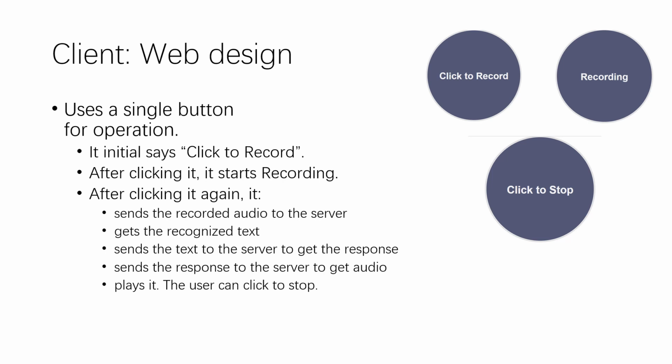We use a UI of a single button for operation. It initially says click to record. After clicking it, it starts recording. And if you click it again, it will send the recorded audio to the server, get the recognized text, and then send the text to the server to get a response using the text chatting API. Finally, it uses the response text to ask the server to generate an audio of human speeches. Finally, it plays it, and the user is able to stop it at any time and return to the initial state.